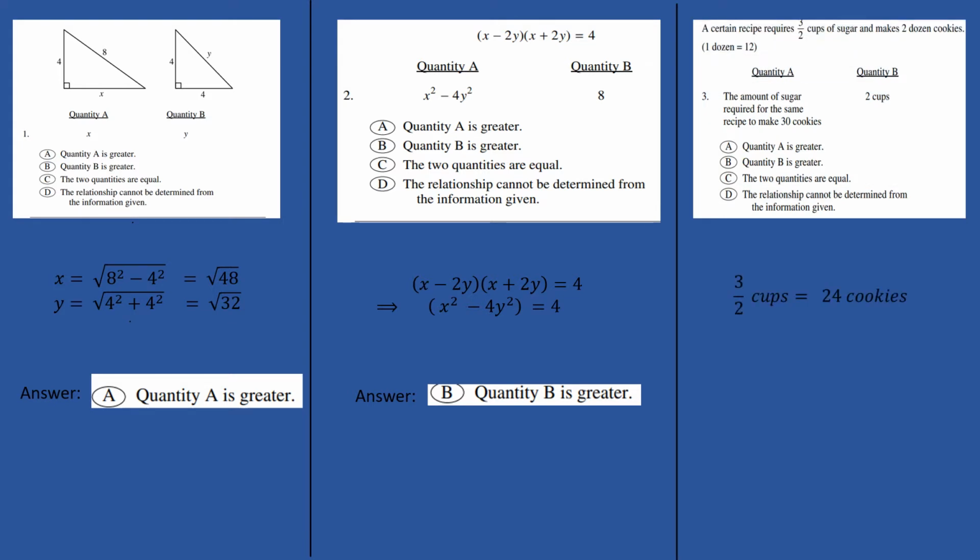Here 3 halves cups is 24 cookies, because it is 2 dozen cookies. And if I want to find for 1 cup, it is 2/3 of 24, which is 16 cookies. But if I want 2 cups, then there will be 32 cookies. For quantity B, we have 32, and for quantity A, we have 30. So you know that the answer is quantity B is greater.